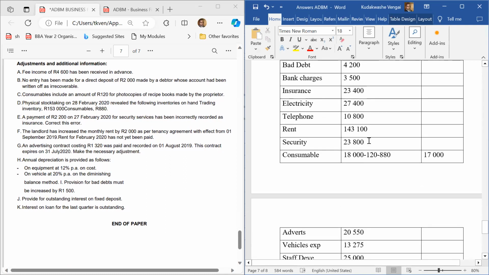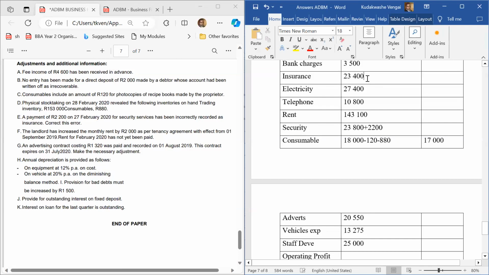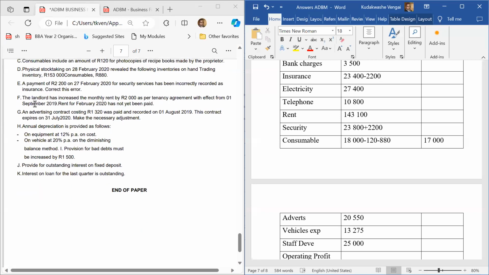All right, so what we are going to do is go to security services and add 2,200, and then go to insurance and subtract 2,200. I hope you understood why we did that, because it was recorded under insurance incorrectly, but it's not insurance. So we need to remove it from insurance, and then add it to the correct account, which is security services. Right. We'll go to the next one.